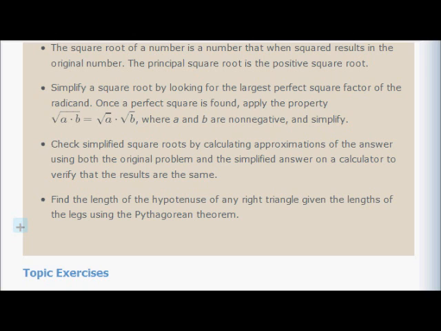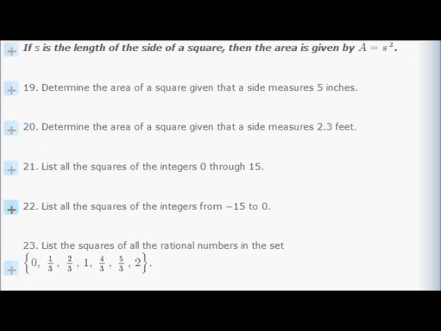Check simplified square roots by calculating approximations of the answer using both the original problem and the simplified answer on a calculator. Verify the results are the same, and they will be. And find the length of the hypotenuse of any right triangle given the lengths of the legs using the Pythagorean theorem. Here's your practice questions.